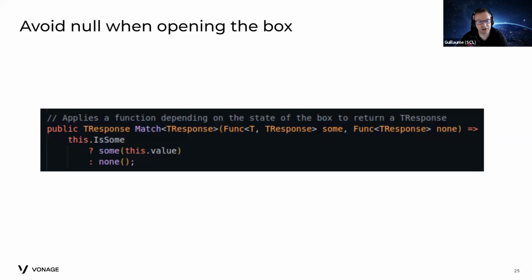The main problem here comes from C# because it's very verbose with generics. But basically, we'll have one function for each state of our box. One is we have a value, one is we don't have a value. And what happens is we'll call the right function depending on the state.